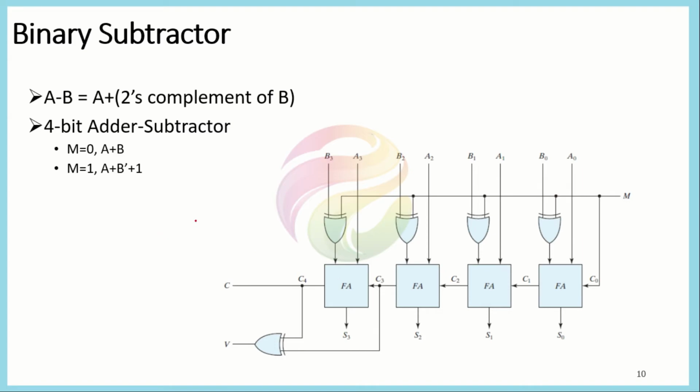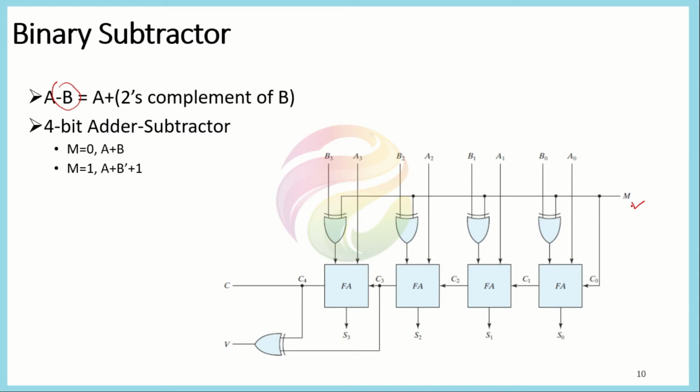We have only done a few modifications in it to make it a subtractor. Because if you have to subtract b from a, then we need to calculate the 2's complement of the b term here. And how we calculate this 2's complement of b is that we first take the one's complement, and then we add 1 to it to compute the 2's complement.